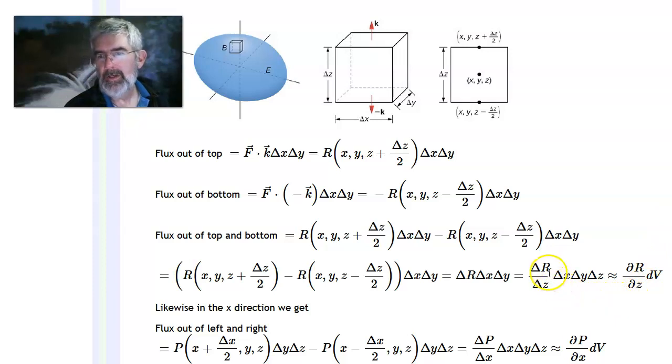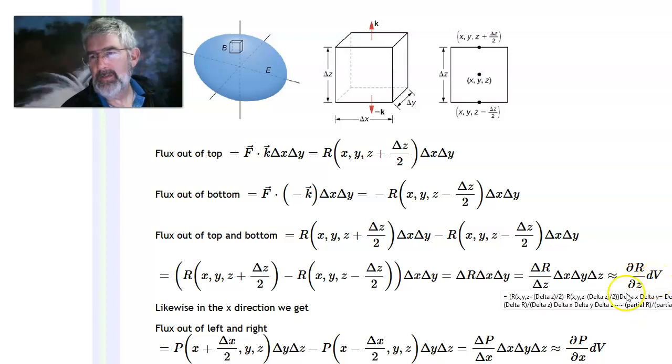The flux here is, well, the delta r over delta z is essentially the partial derivative of r with respect to z. Notice x and y aren't changing from this point to that point. You're only changing z, and you're looking at something close to the partial. And of course, as you take these cubes smaller and smaller, that's going to be better and better approximated by the partial of r times dv. And the dv, of course, is just delta x, delta y, delta z.